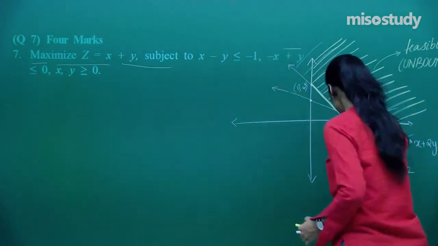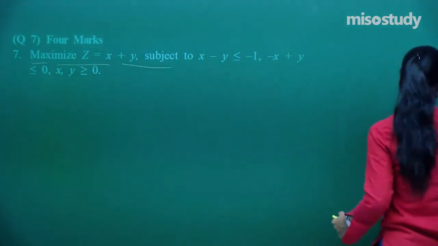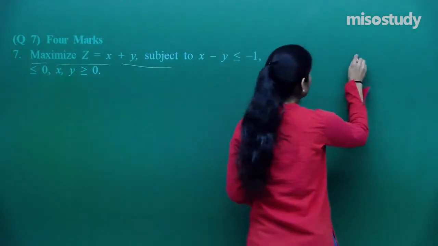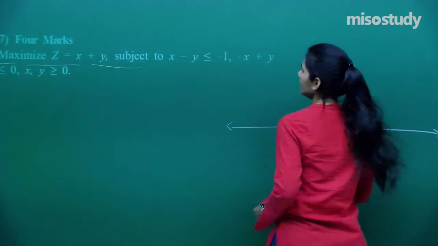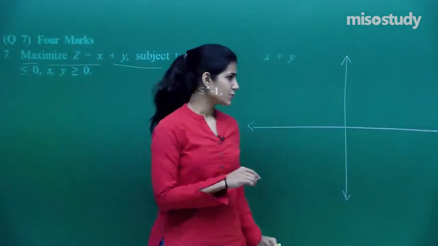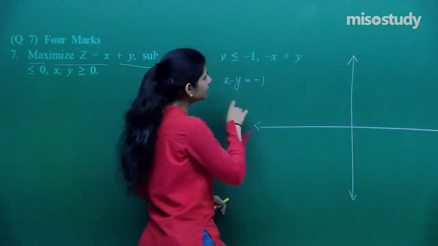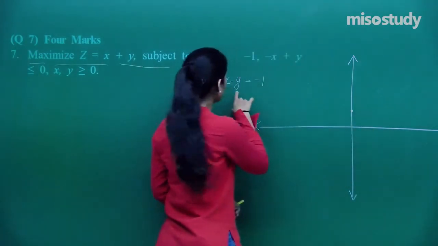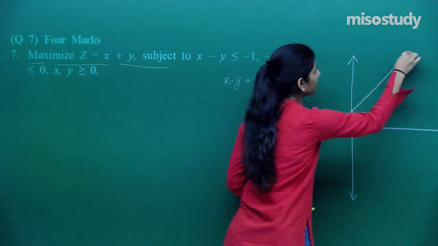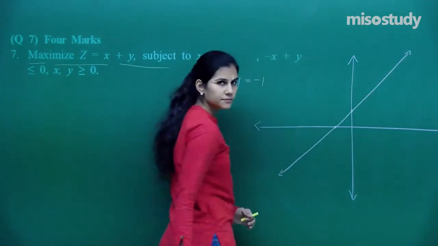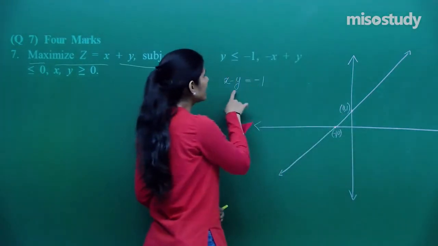Maximize subject to these constraints. So let's begin maximizing this problem. You have x plus y needs to be maximized. Okay. x minus y less than or equal to minus 1. When you consider x minus y equal to minus 1 and put x equals 0, y is 1. And when you put y equals 0, x is minus 1. When you join them, you get this. This is (minus 1, 0). This is (0, 1). This is x minus y equal to minus 1.